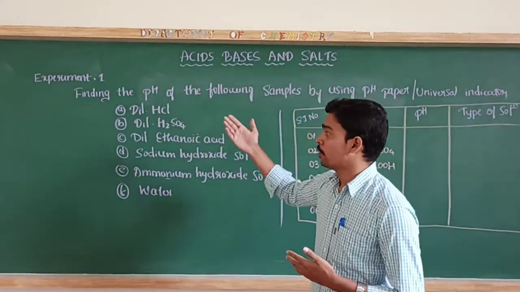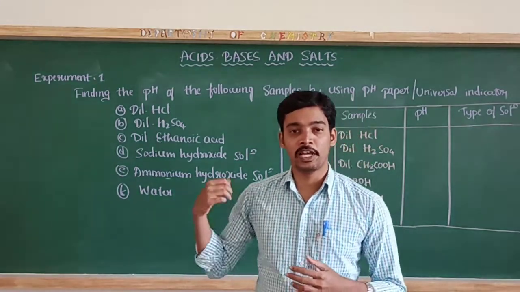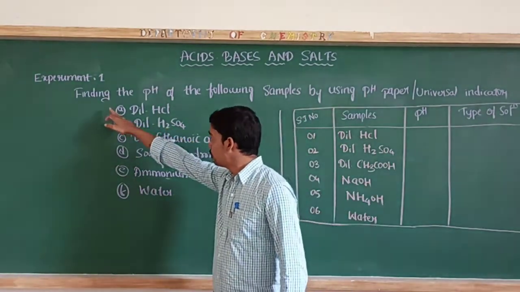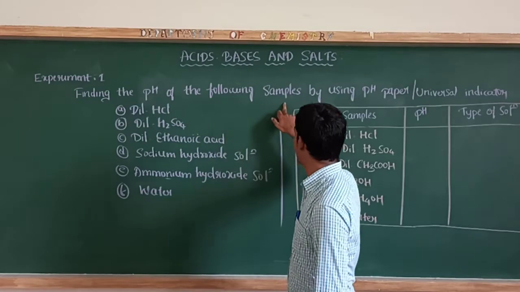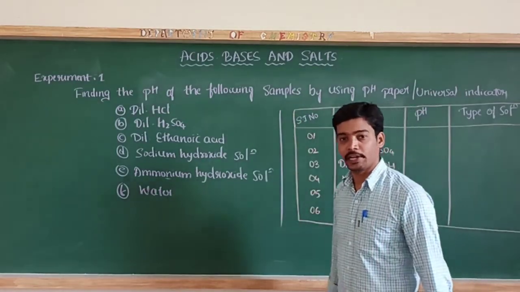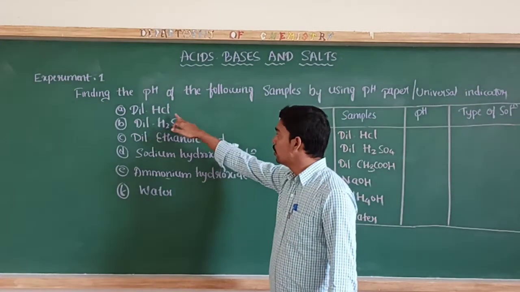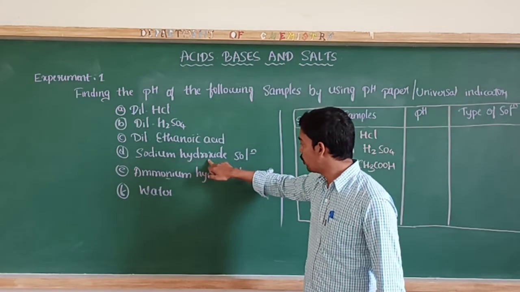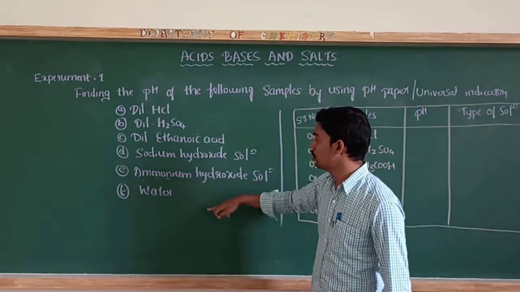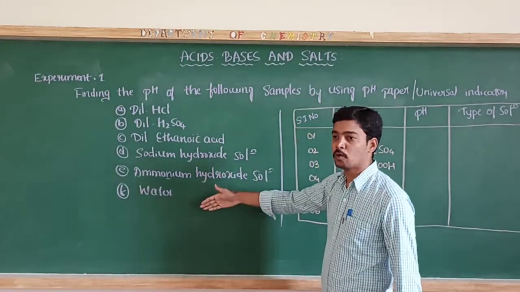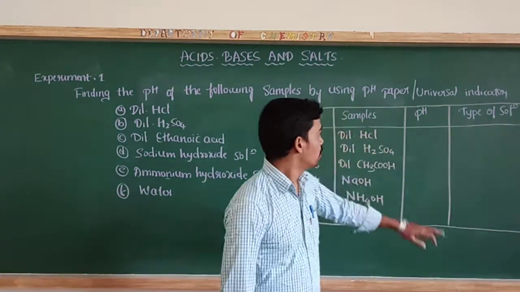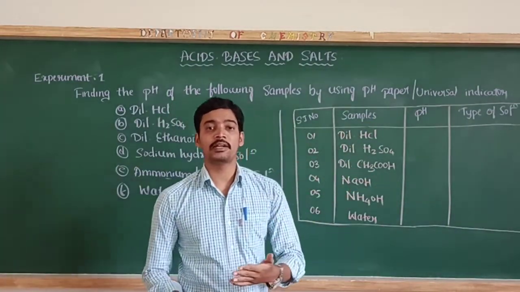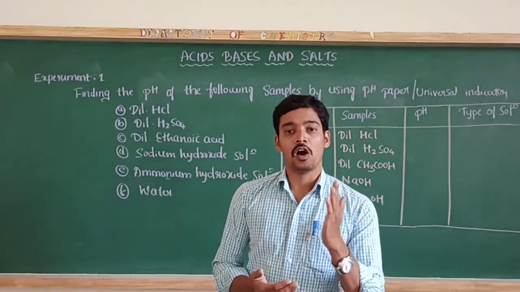Here our practical consists of two parts. One is the theory part and the second one is the practical part. In the theoretical part, here is the name of the experiment, that is finding the pH of the following samples by using pH paper or universal indicators. The given samples are: dilute HCl, dilute H2SO4, dilute ethanoic acid, sodium hydroxide solution, ammonium hydroxide solution and water. For all these compounds we have to find the pH by using pH paper or universal indicator. On the basis of their pH, it is decided whether the given solution is acidic, basic or in a neutral state.